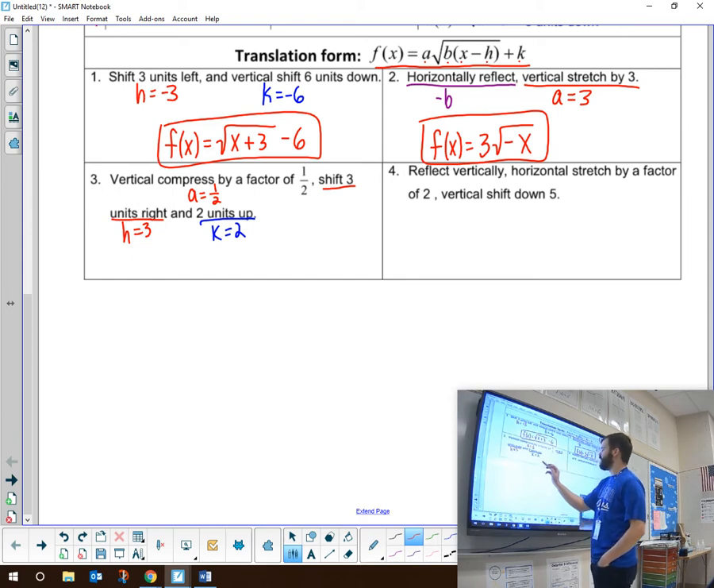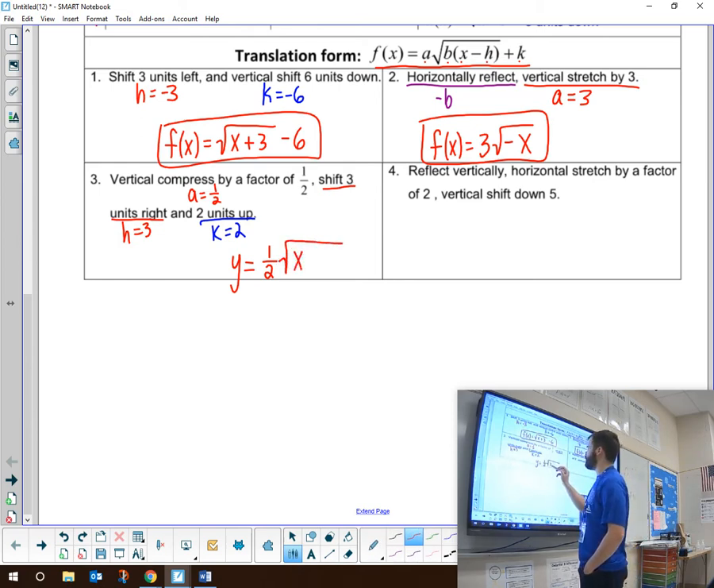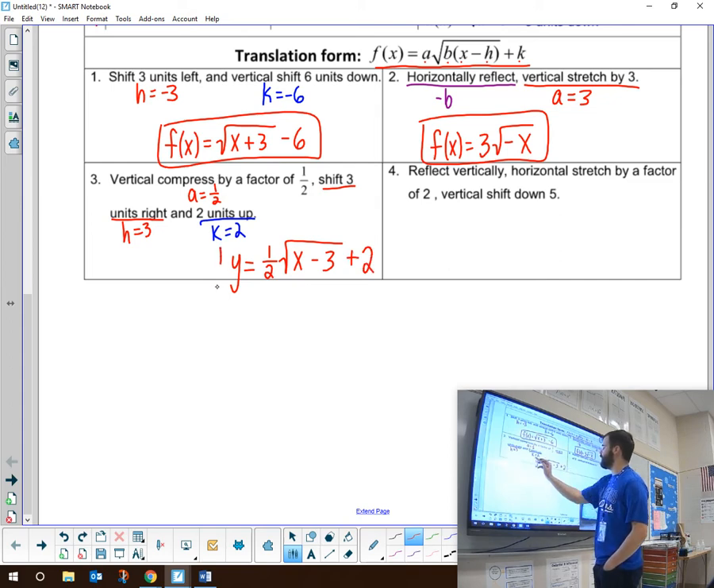So let's write this out here. I'm just going to use Y instead of F of X. Remember, we can use either. So I'm going to say Y equals 1/2, and then a square root of x minus my h. There's no b here, so it's just going to be x minus 3, and then plus my k, and my k is 2. So there is my equation with these transformations.